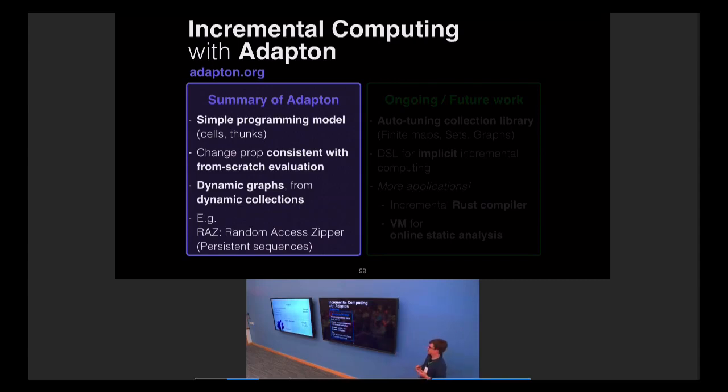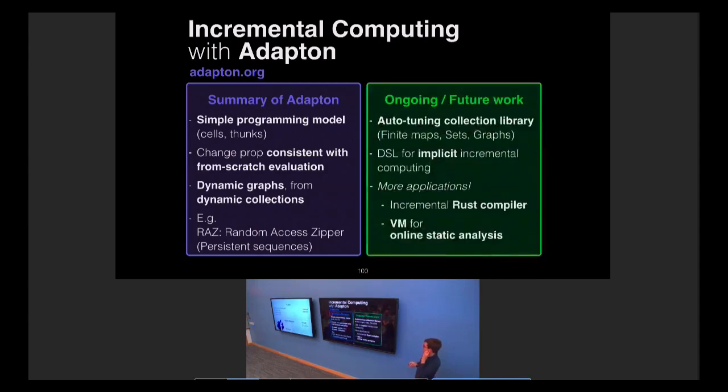I've given you one example of a data structure, this random access zipper, and we're working on more. So the future, ongoing work is doing more of this auto-tuning stuff with collections for sets and maps and graphs. We also want to build a higher level implementation language where instead of having to write Rust code, for instance, you could write maybe Ruby code. And if you use our collections, they'll just be incremental. So something higher level. And of course, we want to write more applications.